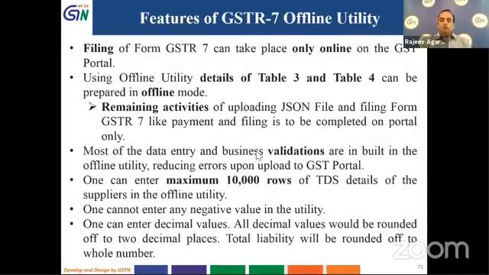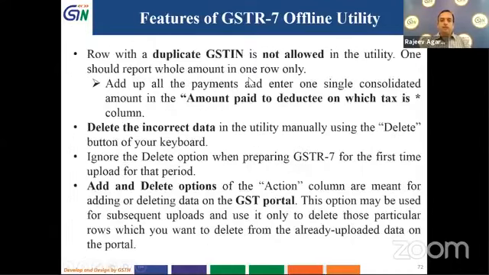So what is the use of the offline utility? The use is that if I have to enter 10,000 rows, I need not do it online, because online may take some time. I can use the offline utility to fill in those details. We have already seen that you cannot enter any negative values. Further, you must note that a row with a duplicate GSTIN is not allowed. So I have to enter a consolidated entry for a single GSTIN. Whatever total transaction has taken place with a particular GSTIN, I have to give a consolidated, single entry. I cannot give a duplicate entry, otherwise the sheet will show a validation error.